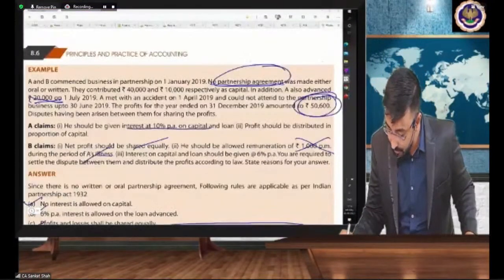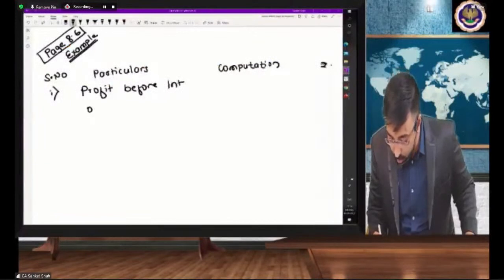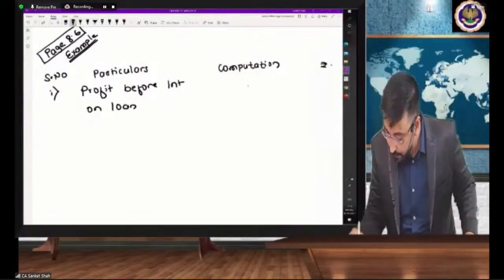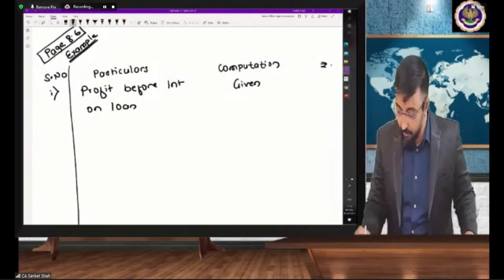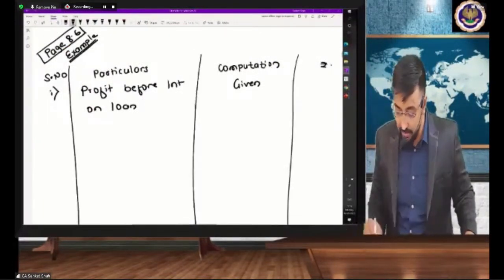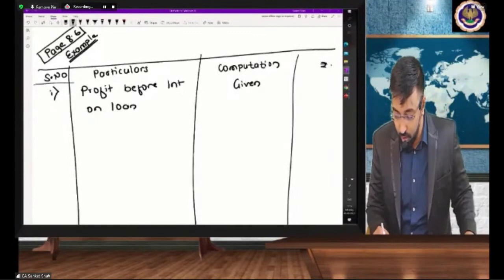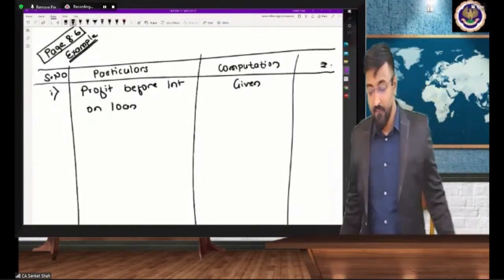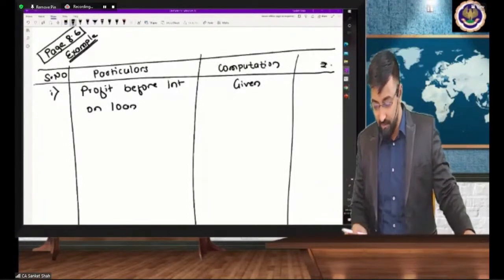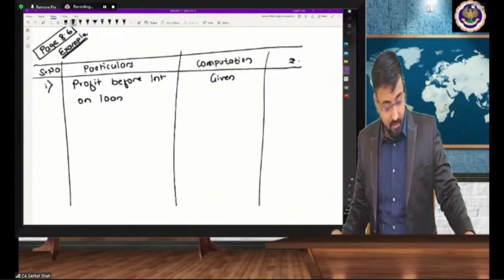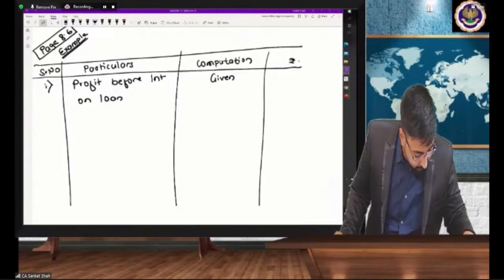Yes. Profit before interest on loan. It's given. Draw it properly. Use a scale in the exam and in your notebook also. Serial number, particulars, computation, rupees, grand presentation. Remember, presentation, grand presentation is needed.